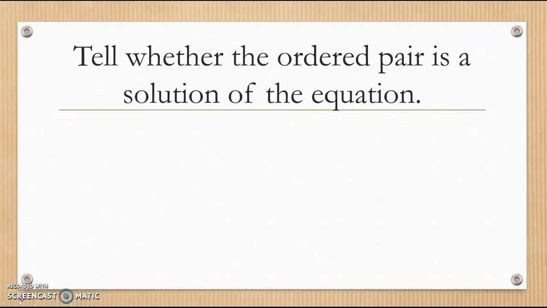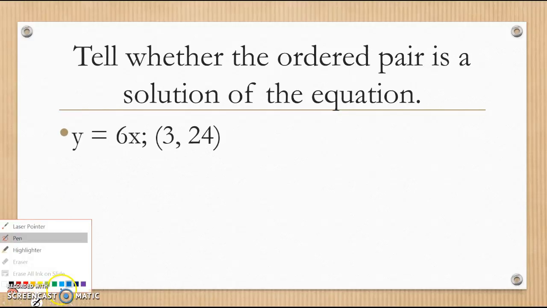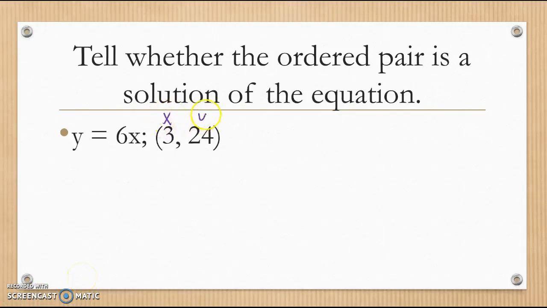Our next section says, tell whether the ordered pair is a solution of the equation. So we're going to be given a value of x and y in a coordinate point, an ordered pair. We're going to plug that in. This is our x. This is our y. Remember, every ordered pair is always x comma y. So we're going to rewrite this problem with these numbers plugged in.